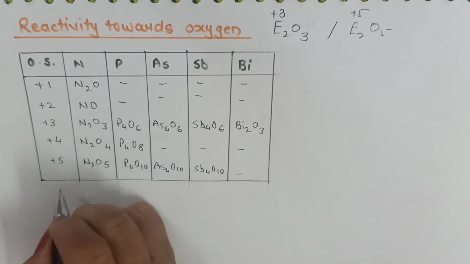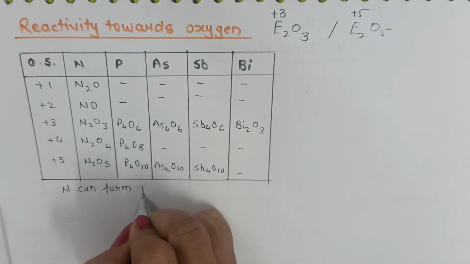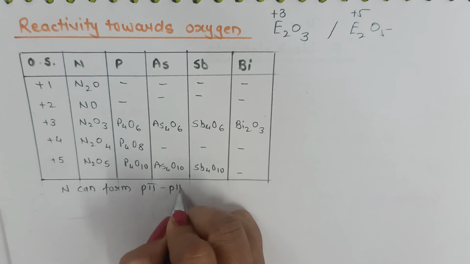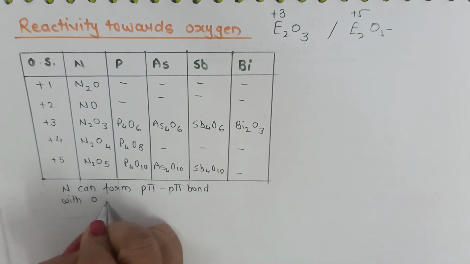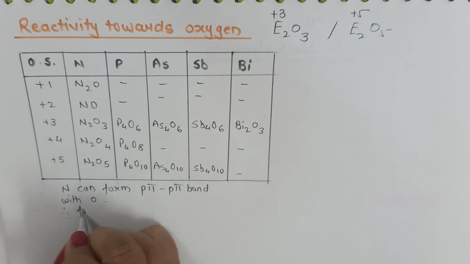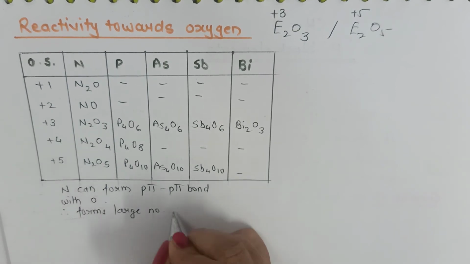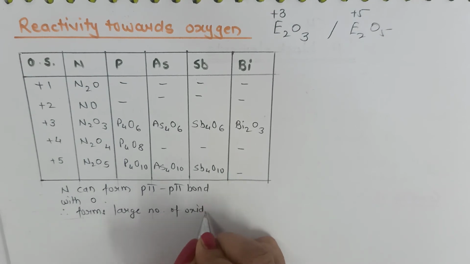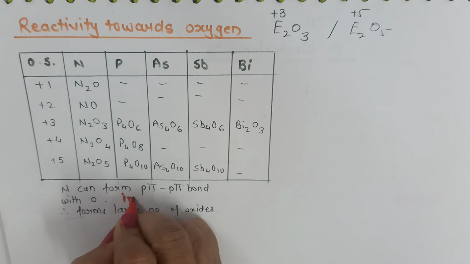Reason? Because nitrogen can form p-pi bond with oxygen, and therefore it forms a large number of oxides. So this will be your important give reason question.